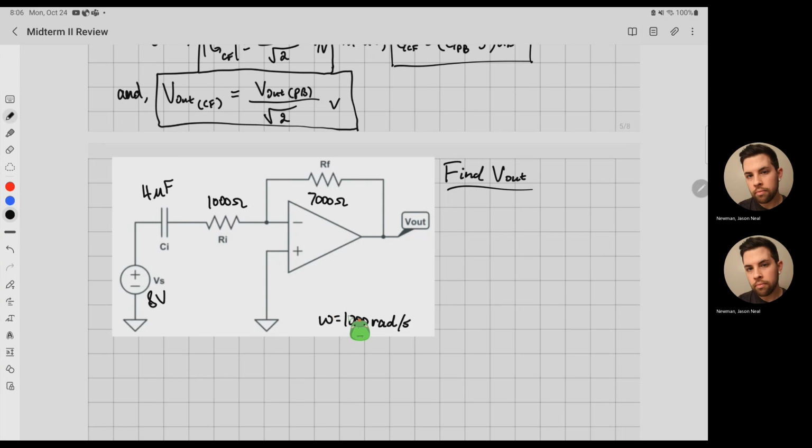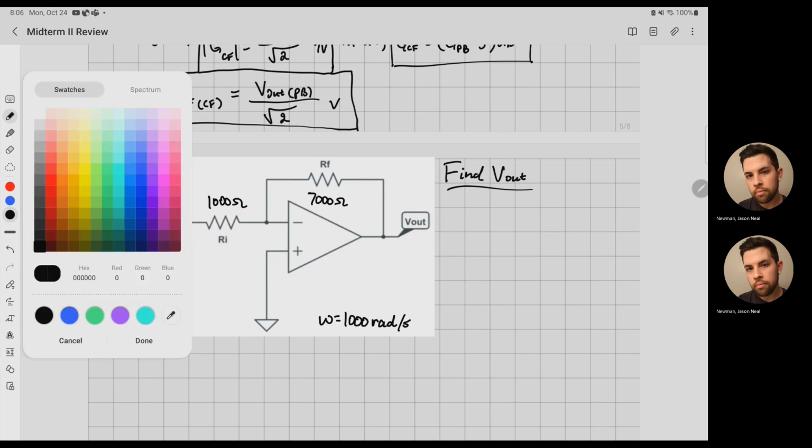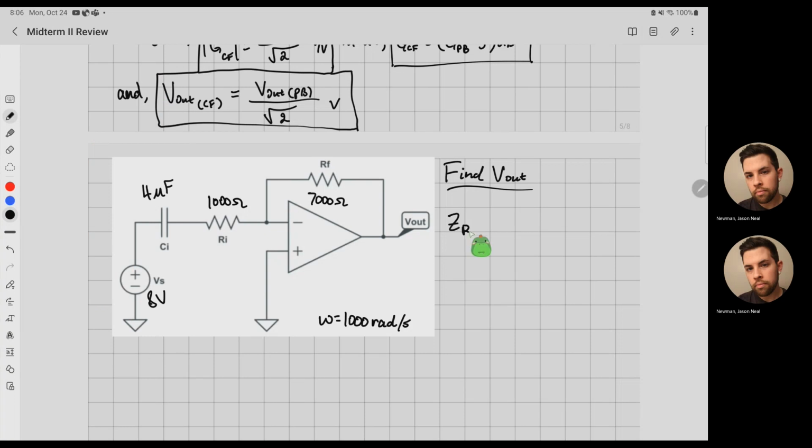So how do we find the output voltage here of a high pass filter? Well, now that we're in the realm of capacitance, we have impedance values, right? So what are our impedance values? ZR is equal to R. Y'all already know all this. ZC is equal to 1 over j omega C. And then ZL is equal to j omega L. So these are our three impedances that we use anytime you throw a capacitor or inductor into the mix.